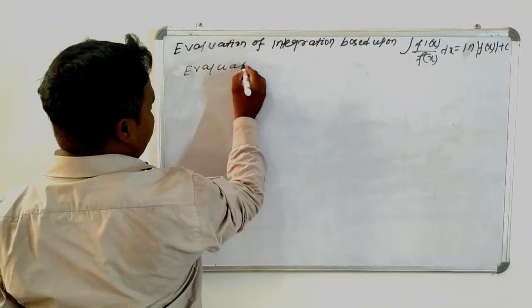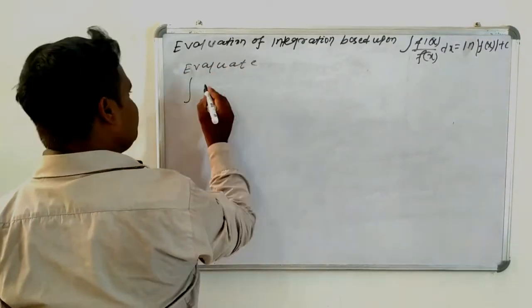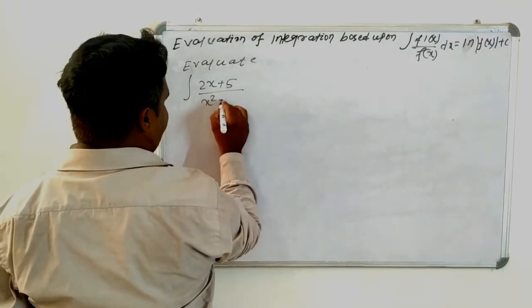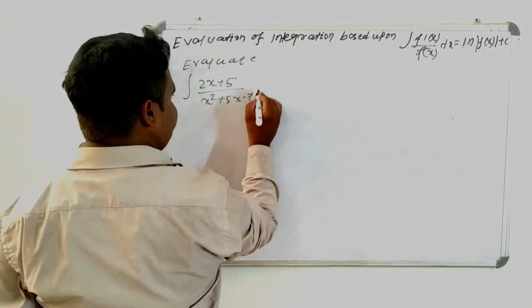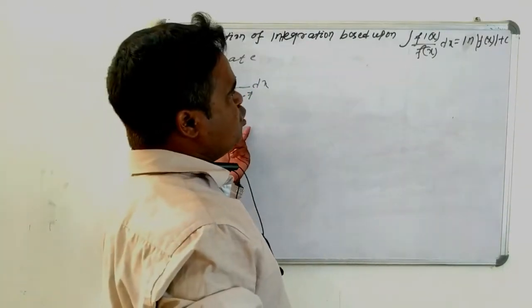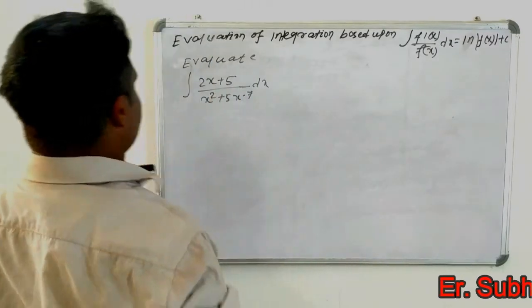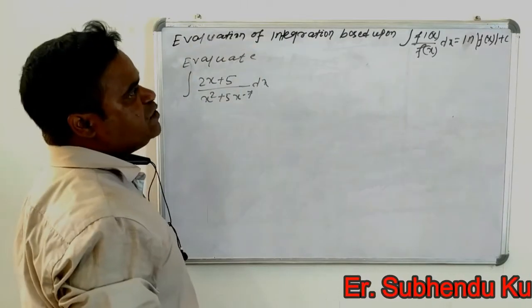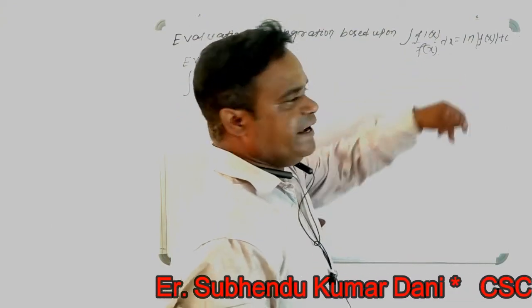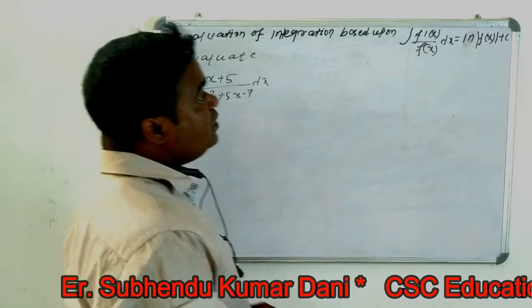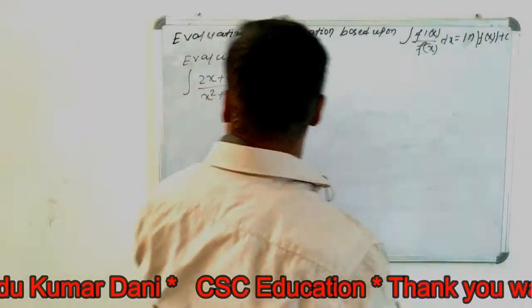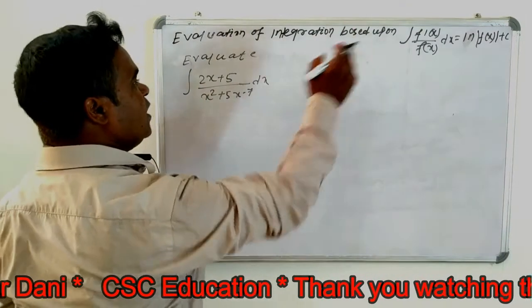Evaluate the integral of (2x + 5) divided by (x² + 5x − 7). I am putting forward this question because evaluations of integrals of f'(x) divided by f(x) dx equal ln|f(x)| + c is the formula. So this question is in this format.